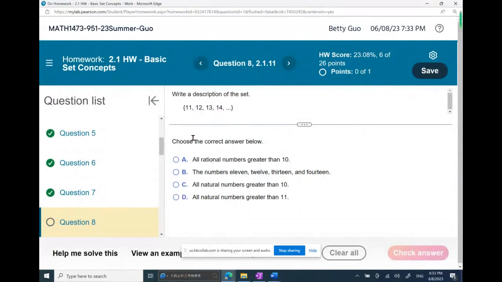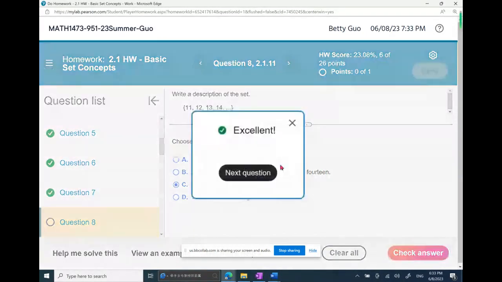Okay, write the description of this set: 11, 12, 13, 14, and continue. Don't forget or don't ignore the dot, dot, dot. Very important. That means it continues. The trend continues. The elements continue. All natural numbers greater than 10. Awesome. Perfect.